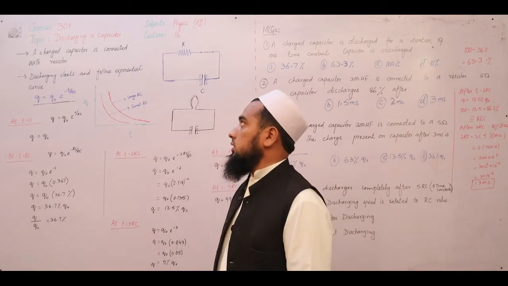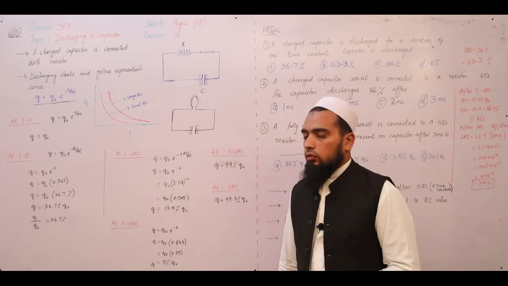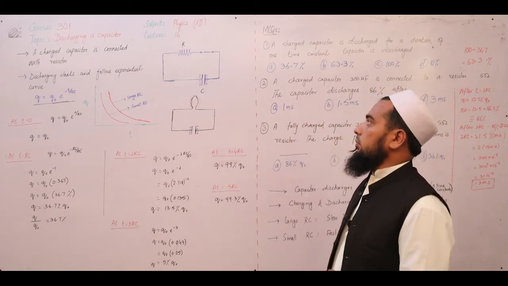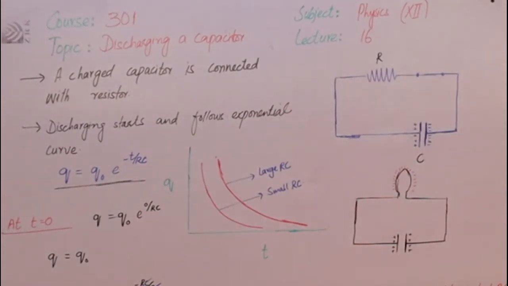Today we will discuss discharging a capacitor. When we need to discharge a capacitor, we connect it with a resistor like this. What is this resistor? This resistor is a voltage drainage device. It eats the voltage, it eats the electrical energy. You can suppose it like an electric bulb or an electric fan, etc.